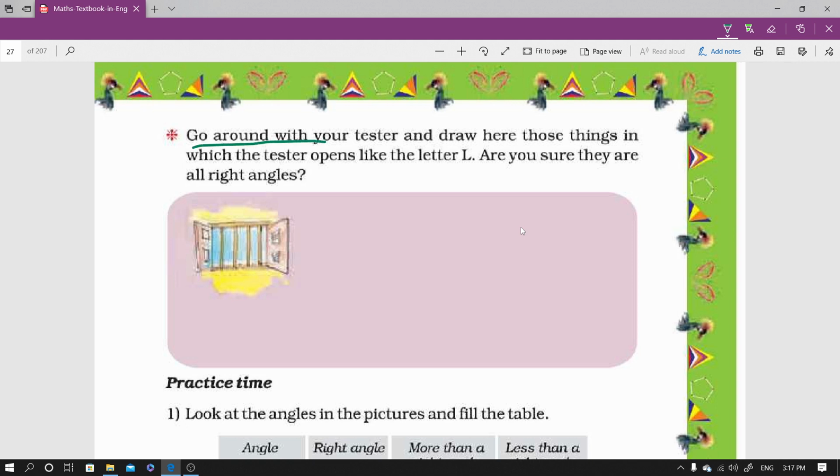Go around with your tester and draw here those things in which the tester opens like the letter L. Are you sure they are all right angles?